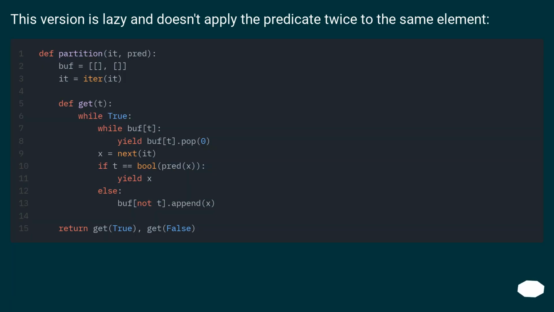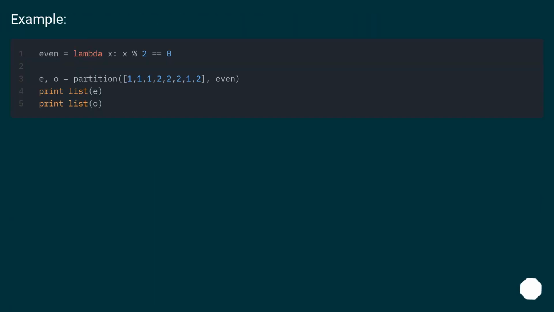This version is lazy and doesn't apply the predicate twice to the same element. Example.